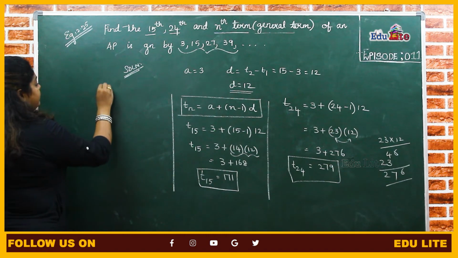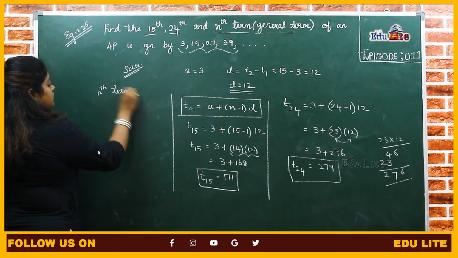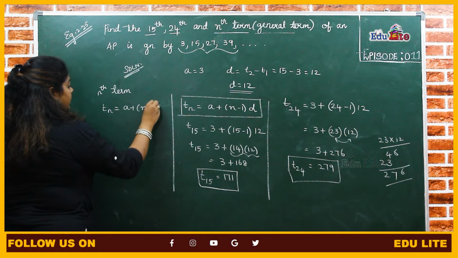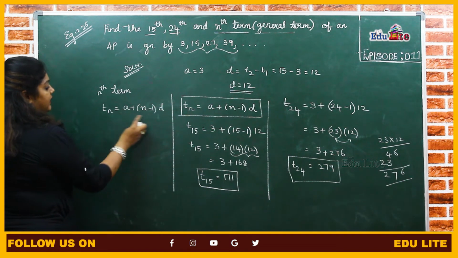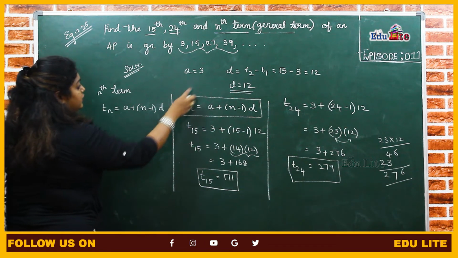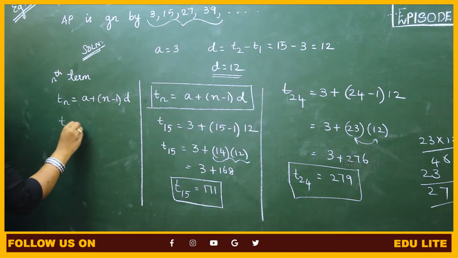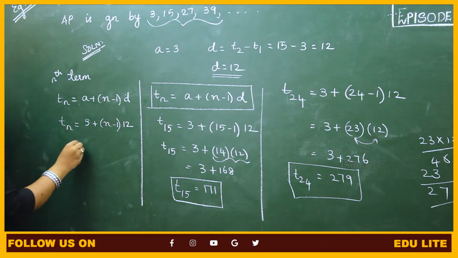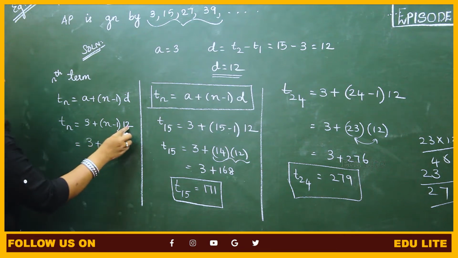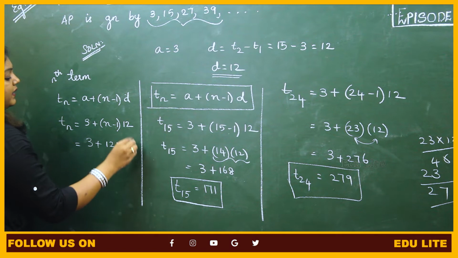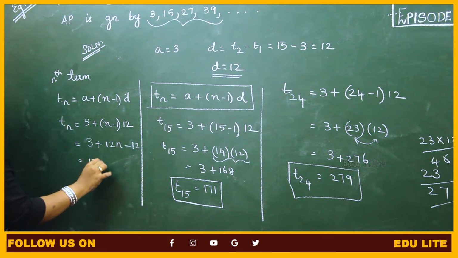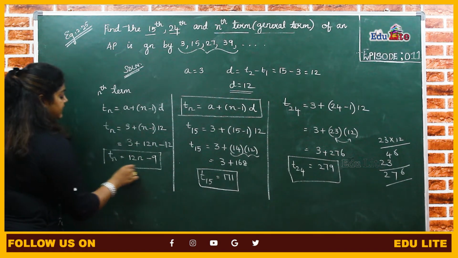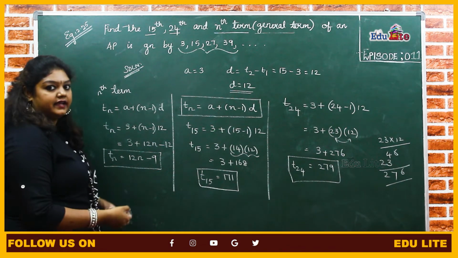To find the nth term of the sequence, we will consider the same Tn. Tn is equals to a plus n minus 1 into d. To find the nth term in this formula, we can substitute the a value and d value which are known to us. Therefore, Tn is equals to a value 3 plus n minus 1 into d value 12. Simplifying this, I will get 3 plus 12n minus 12, 12n minus 12 plus 3, which is 12n minus 9. Therefore, Tn, that is the nth term of the given sequence, is 12n minus 9.